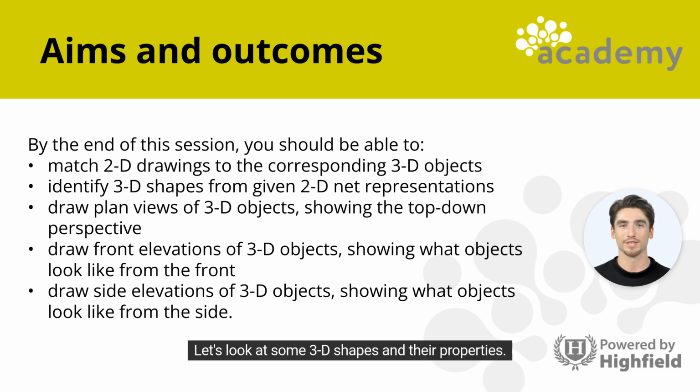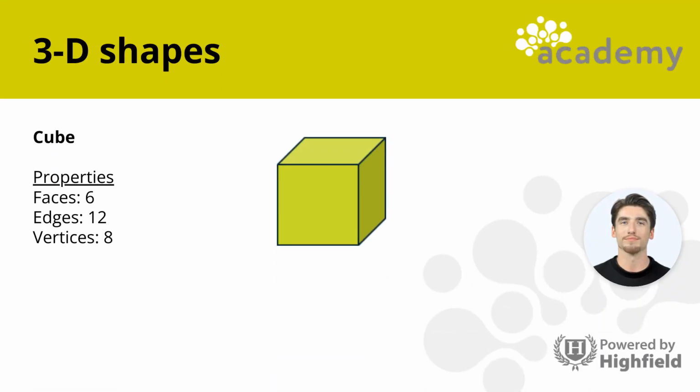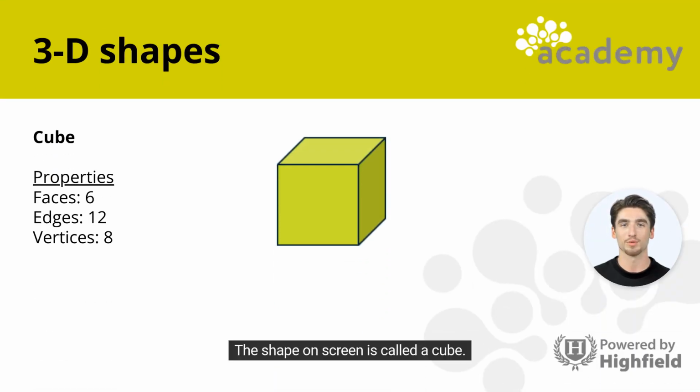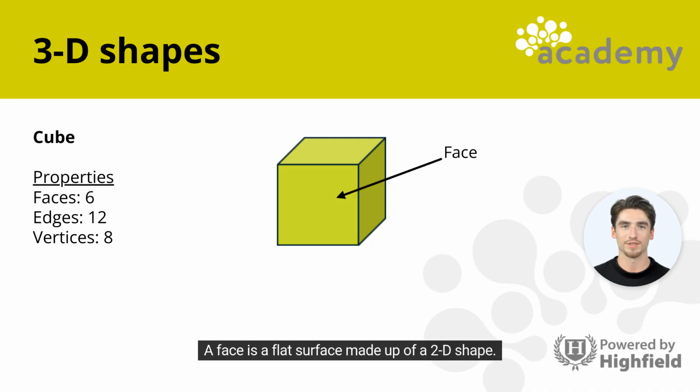Let's look at some 3D shapes and their properties. The shape on screen is called a cube. Here are the main properties of a cube. It has 6 faces. A face is a flat surface made up of a 2D shape. All of a cube's faces are square.